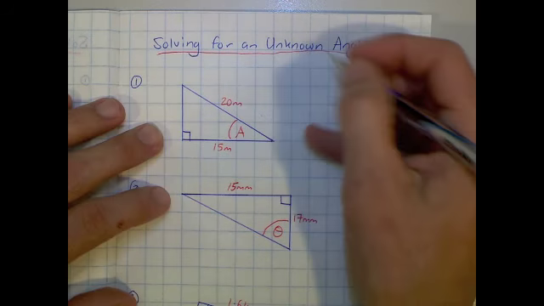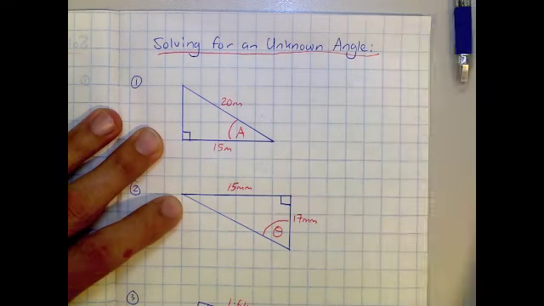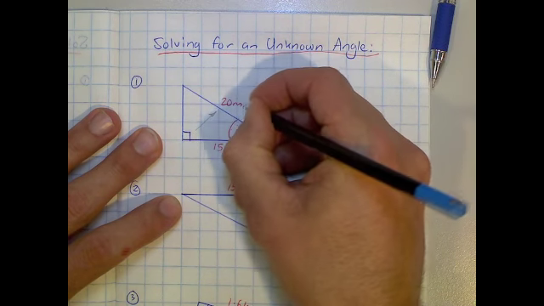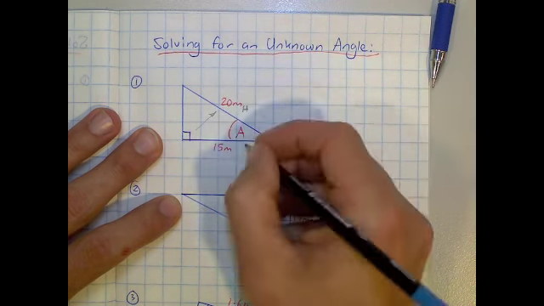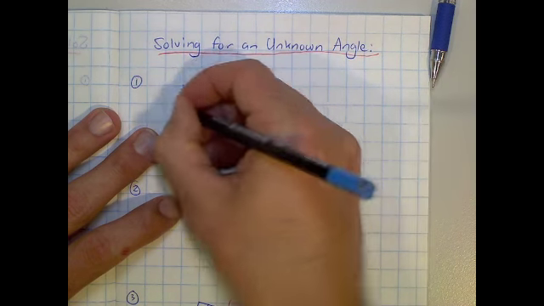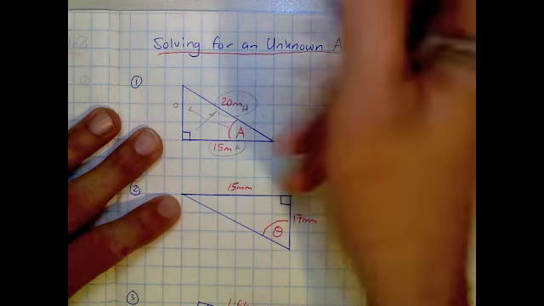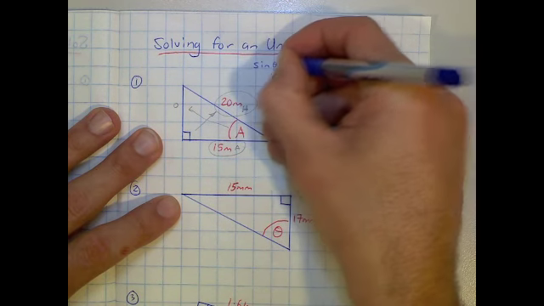Alright guys, we're going to solve for an unknown angle this time. Let's do the same as we were doing before with the unknown side. So we label our triangle O, H and A. And we're pretty good at this now because the teacher makes us do it lots. Alright, don't forget the trig ratios.